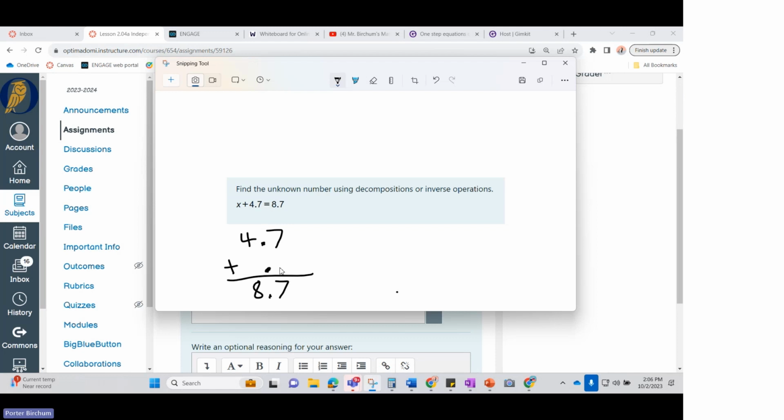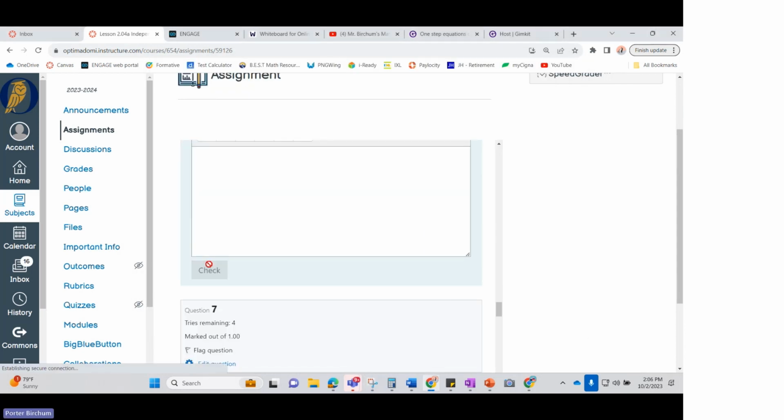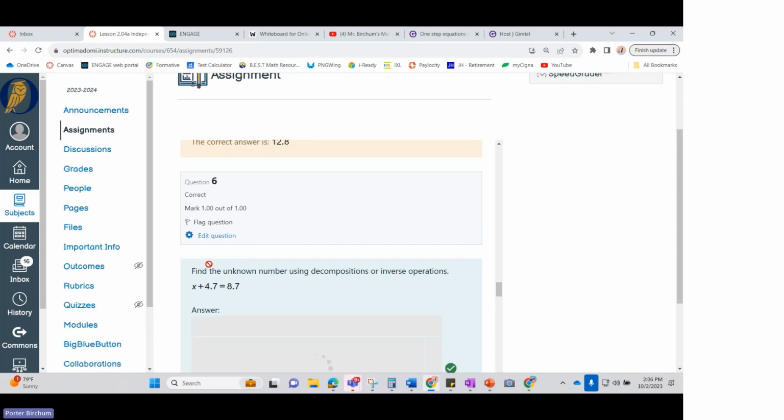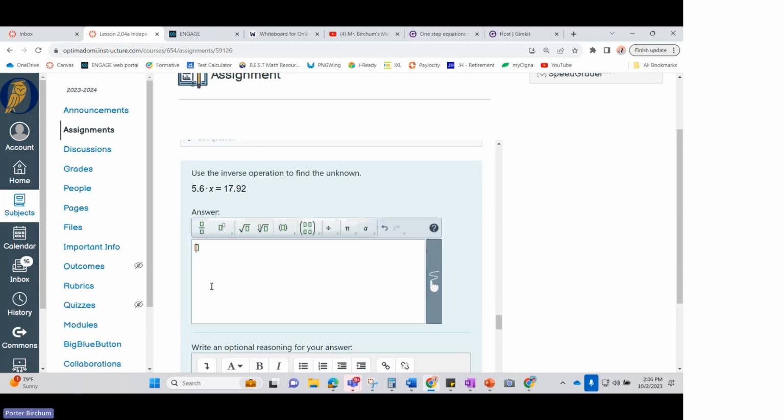7 plus what is 7? 0. 7 plus 0 is 7. And then 4 plus what is 8? 4 plus 4 is 8. So it looks like our missing number was 4.0, or just 4. 4. Check. Nice. So on your homework, your numbers will be different, but the questions will be very similar.